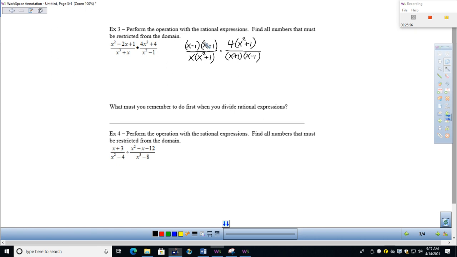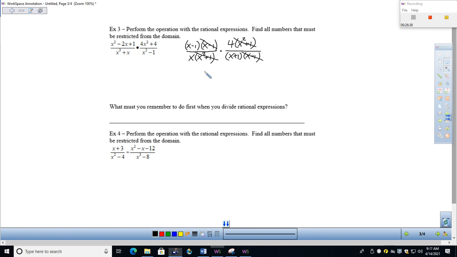So for example, x minus 1 there and x minus 1 there. Absolutely can go. X squared plus 1 here, x squared plus 1 here. Absolutely can go. If I had a common factor in the numerator and denominator of the same fraction, of course they can cancel. That's what we just did. So anything in the numerator that is a common factor to the denominator can cancel out.